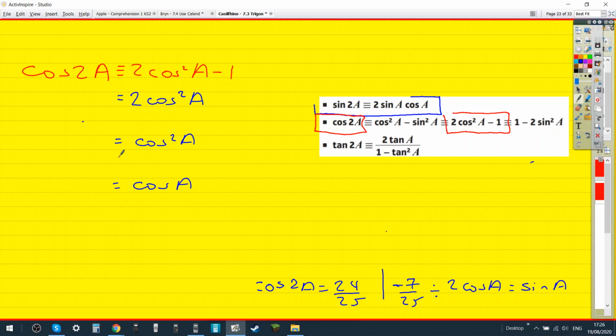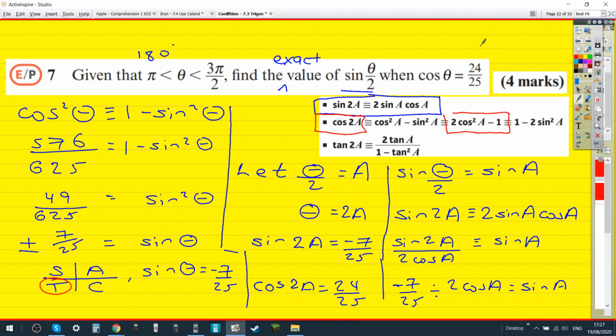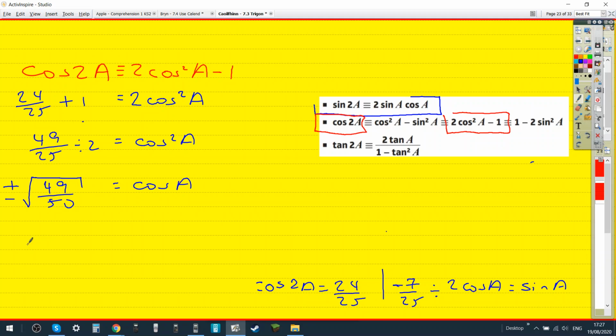So 24 over 25 plus 1 is 49 over 25. Okay. And then divide that by 2 is 49 over 50. And then cos A will be plus or minus root 49 over 50. Which one? Only tan is positive, so cos will be minus. Minus root 49 over 50. Yep.